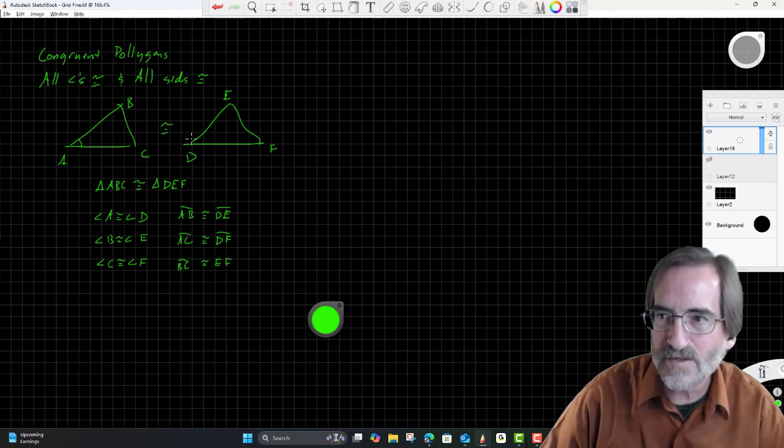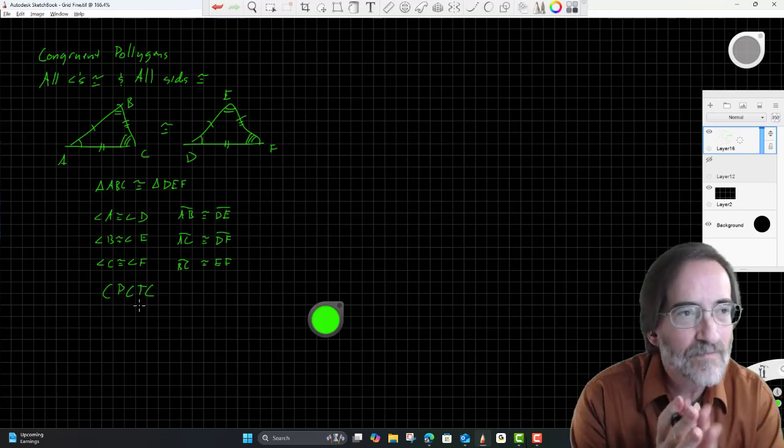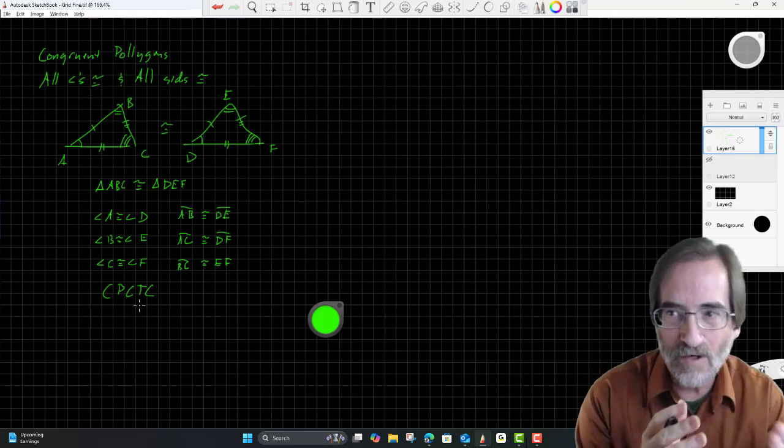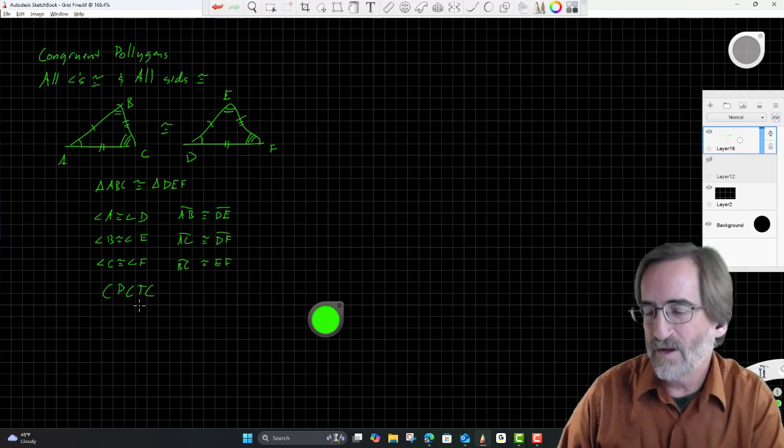That is, angle A is congruent to angle D, angle B is congruent to angle E, angle C is congruent to angle F. Side AB is congruent to side DE, side AC is congruent to side DF, side BC is congruent to side EF. Another way to say that is corresponding parts of congruent triangles are congruent, which we've been using in proofs. Okay, that's a review of what it means for triangles or polygons in general to be congruent. All the sides are congruent, all the angles are congruent.